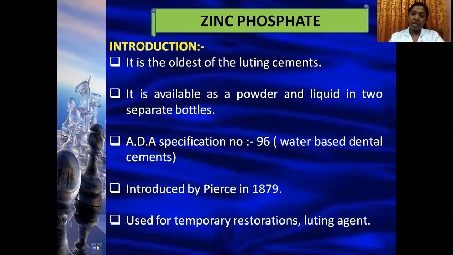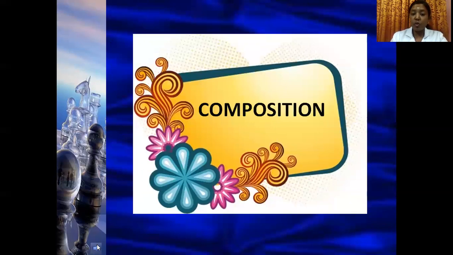Now let us go into detail about zinc phosphate cement. Zinc phosphate cement is one of the oldest of the cements. It is available as powder and liquid in two separate bottles. The ADA specification number for general water-based cements is 96, but the old ADA number for zinc phosphate is number 8. It was introduced by Pierce in the year 1879. It is mainly used for temporary restoration. It is also used as a luting agent.